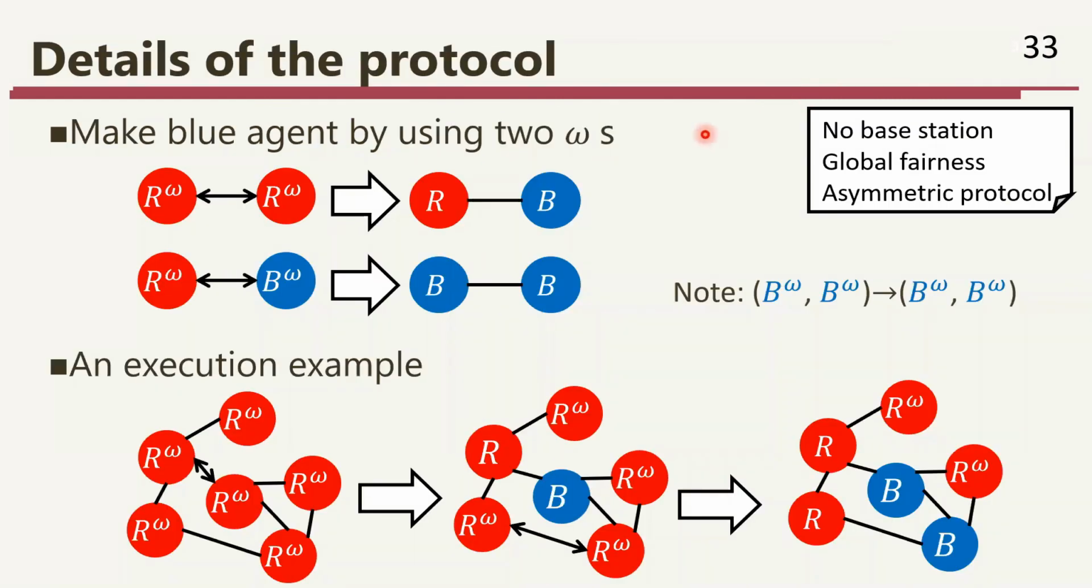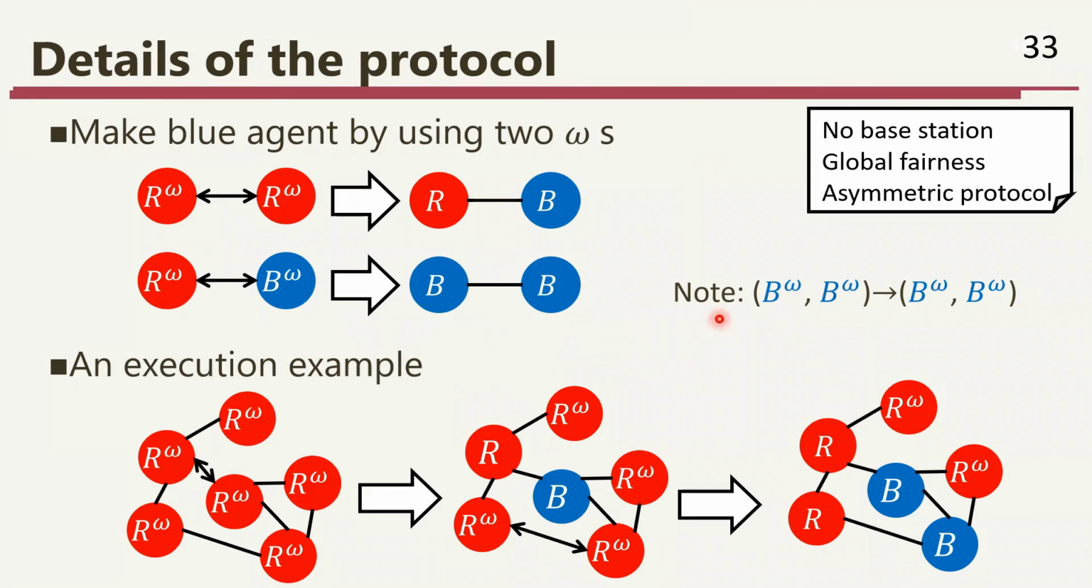From now, I explain the details of the protocol. The key idea is to make blue agents by using two omegas. For example, if two agents with R omega interact, then one of them changes its color from red to blue, and two omegas are deleted. Similarly, if an agent with R omega interacts with an agent with B omega, the red agent changes its color to blue, and two omegas are deleted.